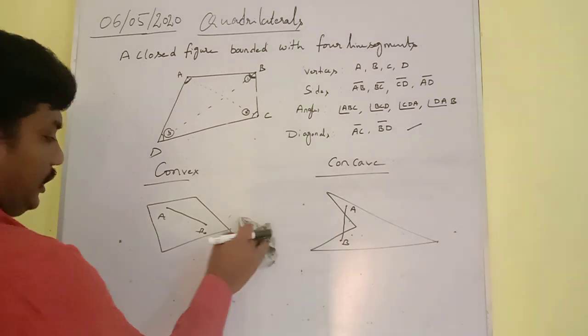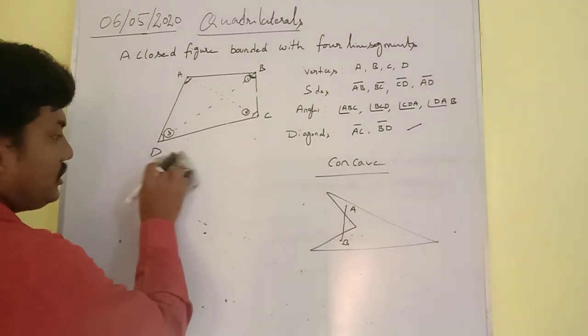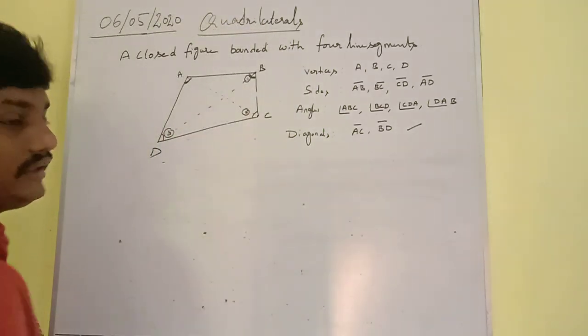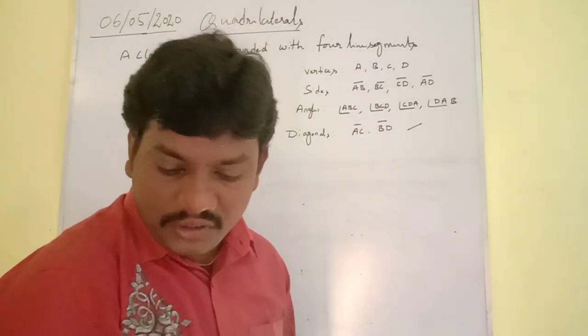So now the types of convex quadrilateral. Now we are studying about convex quadrilaterals. Now the types of convex quadrilaterals. So this is called types of quadrilateral.